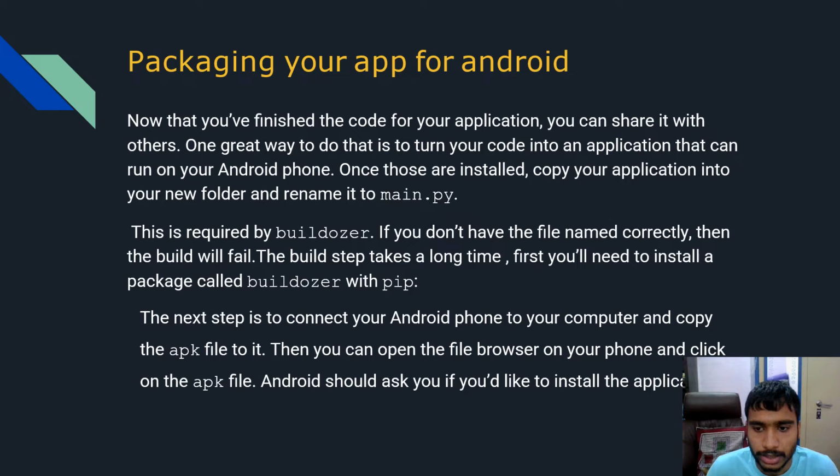So after we have done the coding job, you can share it with others. One great way to do that is to turn your code into an application that can run on your Android phone. Once those are installed, copy your application into your new folder and rename it to main.py.